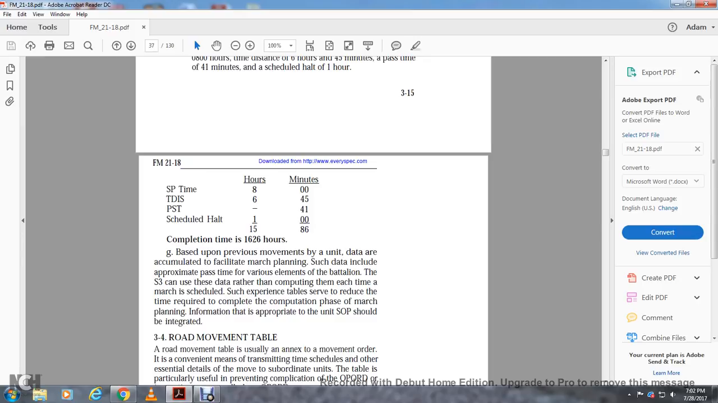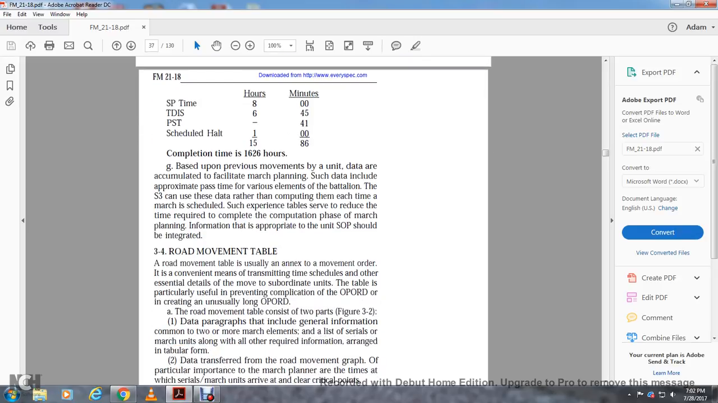Based upon the arrival of the movements of the unit for the day, the accumulated foot march plan for each day includes the approximate pass time of the various elements of the battalion. With this, the S3 can use the data either by computing each of the march times and schedules, or by using such experience tables to reduce the time required to complete the computation phase of march planning, with the information appropriate to the unit standard operating procedure being integrated.